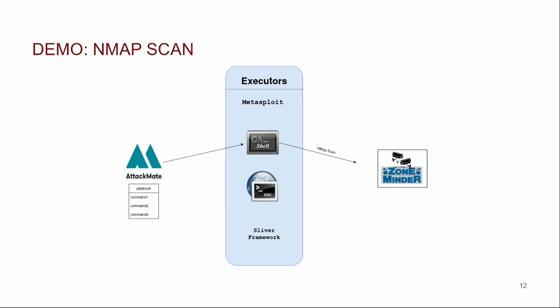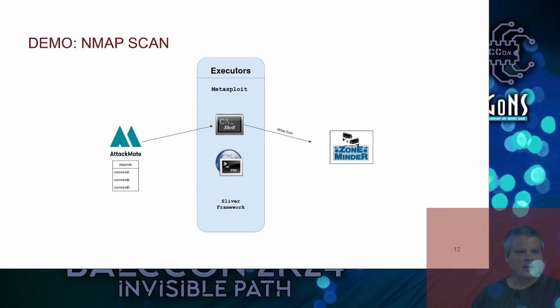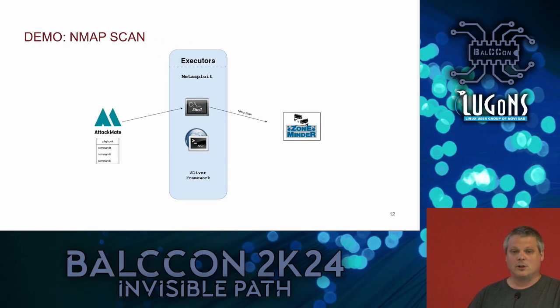So we are almost at demo time. But before I start with the demo, I want to explain what you will see later. Because later you will just see the output of AttackMate, and this could be a little bit confusing. So let's go through it step by step. We have AttackMate with all the commands in the playbook, and the first command is a shell command. So we start an nmap scan on our target.